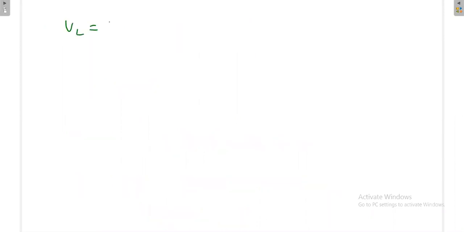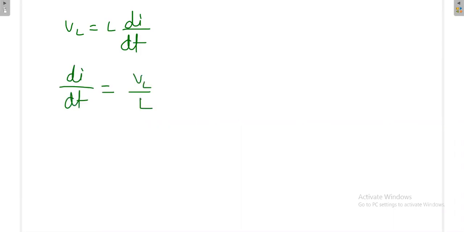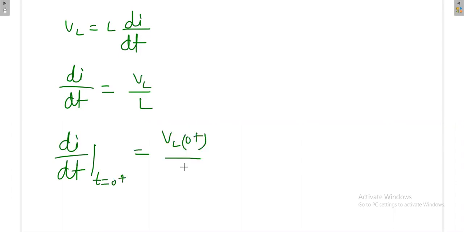V is equal to L di by dt. Then di by dt is equal to VL divided by L. You need it at t is equal to 0 plus. Then you know what is VL at 0 plus. Then what is the value of L?